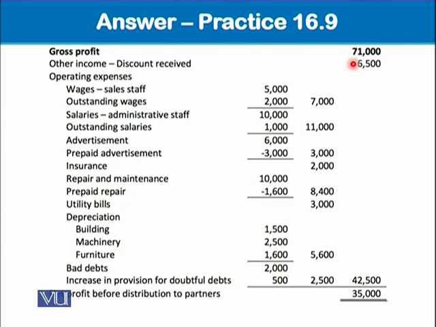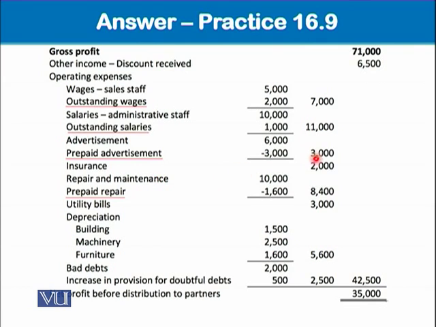Then wages, staff, sales staff wages. Okay. There is an adjustment on that. So outstanding wages we will add. So that total is 7,000. Then salaries 10,000 and there is an adjustment on that. 1,000 outstanding salaries add. It will be 11,000. Then advertisement, there is an adjustment in that because advertisement was for 2 years. 1 year adjustment is prepaid. So the remaining 3,000 is expense and this 3,000 will be taken to the balance sheet as an asset.